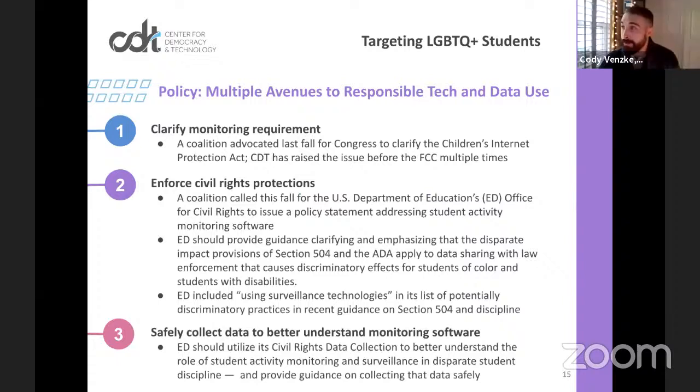Excellent, very insightful, Lindsay. We appreciate that. Erin, what sort of things would you like to see policymakers at the federal level, at the state level, or at the school level do to help protect students with disabilities?